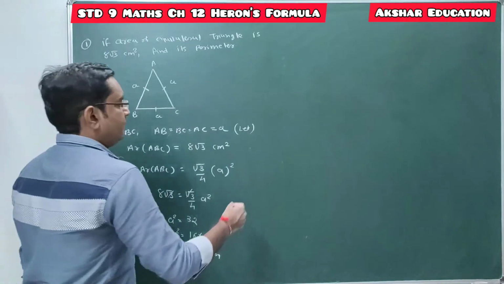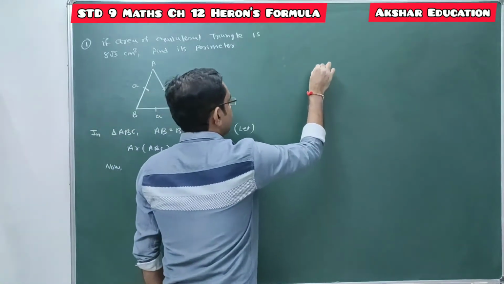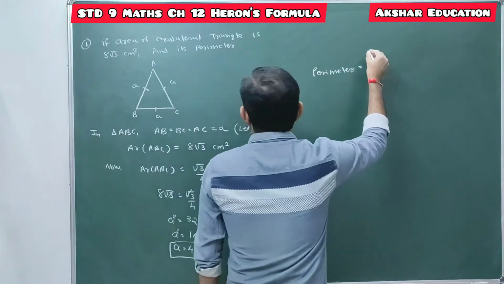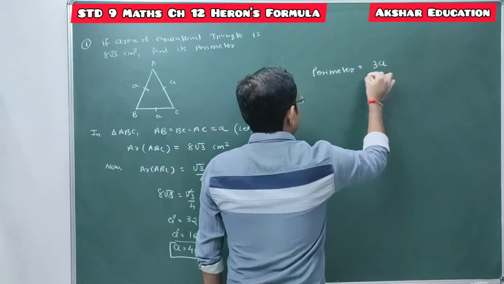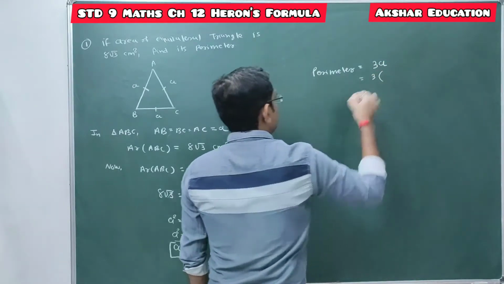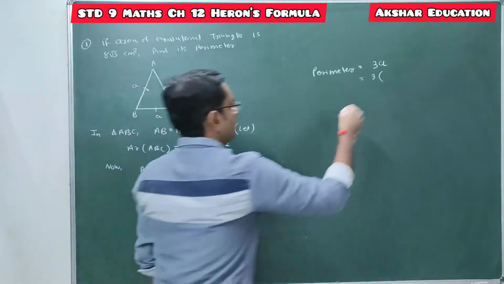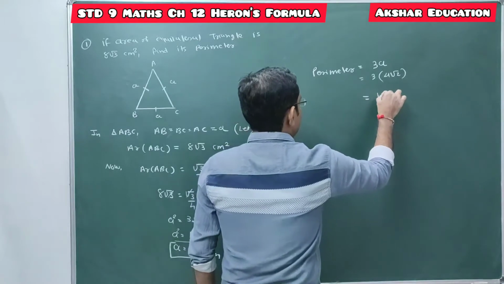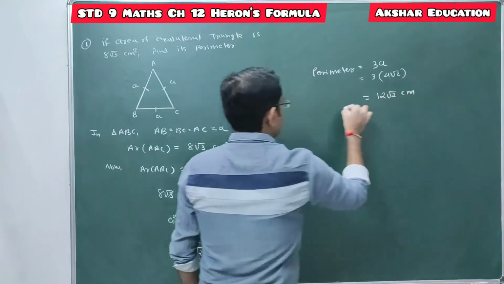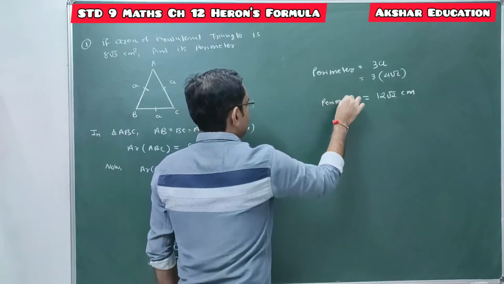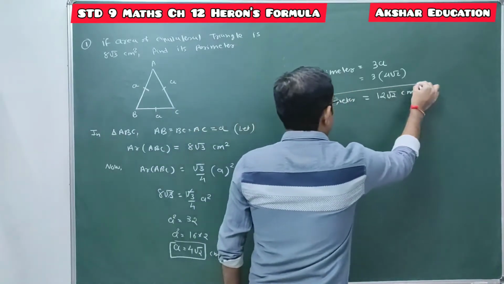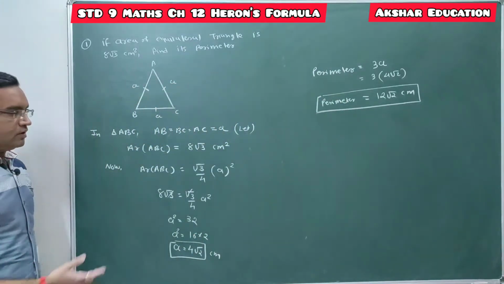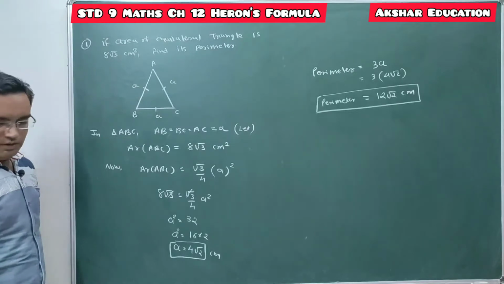So the question is to find the perimeter. The perimeter of a triangle is nothing but the sum of all three sides. All three sides are equal, so that is equal to 3a. So 3 into a, the measure of one side is 4 root 2. So the perimeter of the triangle is 4 3s are 12 root 2 centimeter. The perimeter of the given equilateral triangle is 12 root 2 centimeter. Clear students? So this is how you can solve this question. Pause the video and note it down.